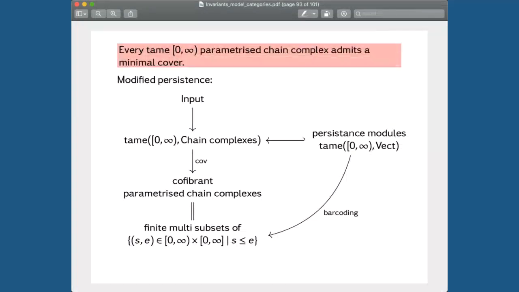Now I want to point out something. Very often when we talk about persistence diagrams, these multi subsets of the half part of the plane, we use the diagonal as a sort of savior in order to, for example, construct the bottleneck distance. We add these points on the diagonal. They are like freebies for us. They are free things that we can add or subtract, etc.